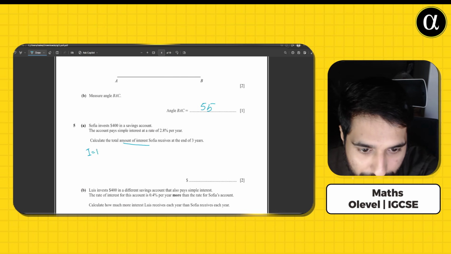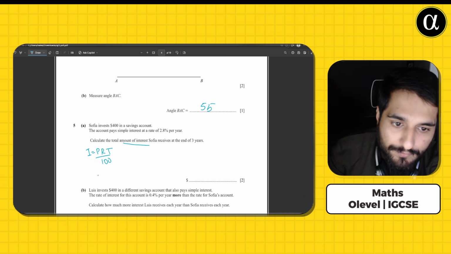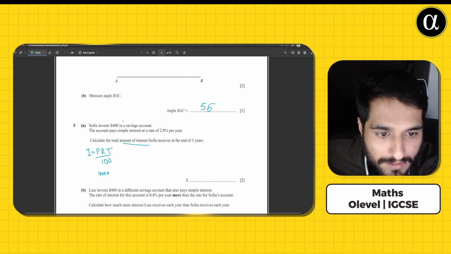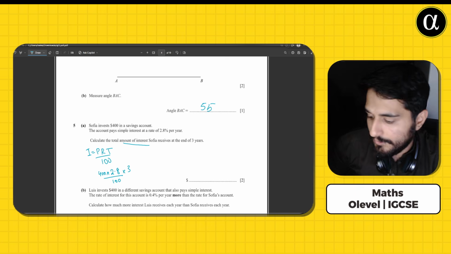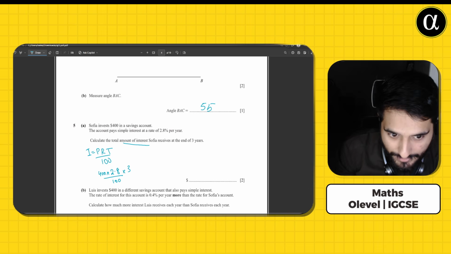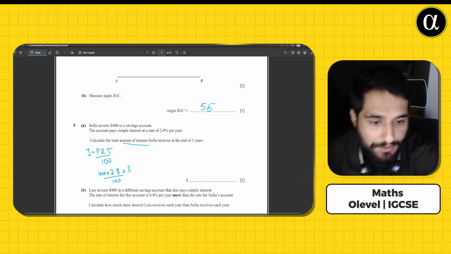I equals PRT upon 100, where P is $400. P is the principal amount, that is $400, the rate is 2.8, and the time is 3 years, upon 100. Now this should give us the total amount of interest, and that should be 400 into 2.8 into 3 divided by 100, and this should give us somewhere around 33.6 as the value.